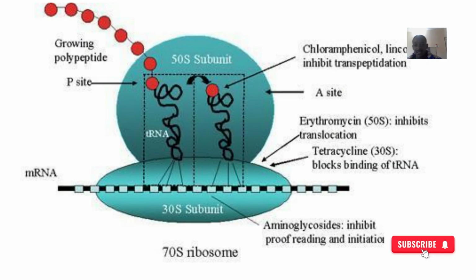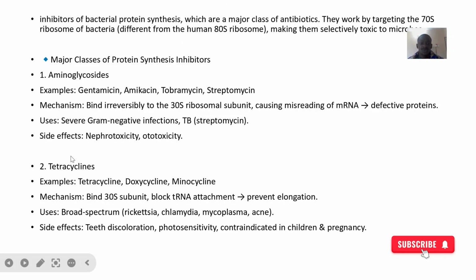So what we got here is this. They inhibit protein synthesis, so they act on the 50S subunit and 30S subunit of ribosomes. Inhibitors of protein synthesis, we said, are actually a major class of antibiotic drugs. They target the 70S ribosome of bacteria, which is different from the 80S ribosome of humans. So they attack the bacterial cell, but they will not attack the human cell.